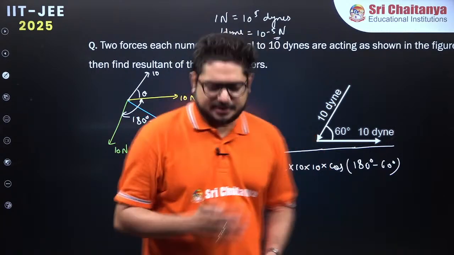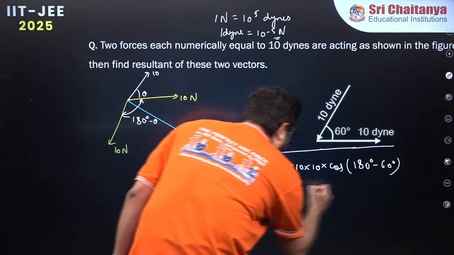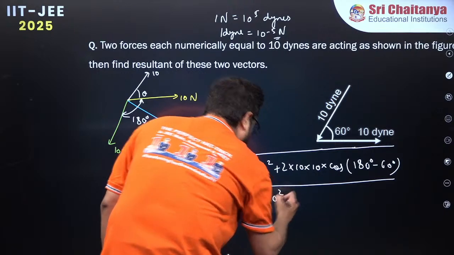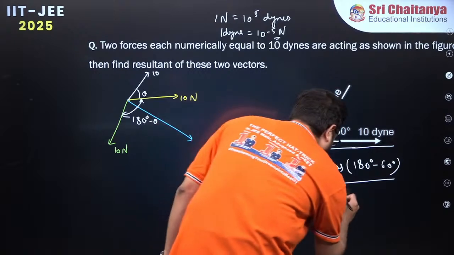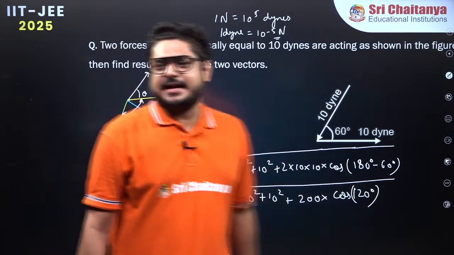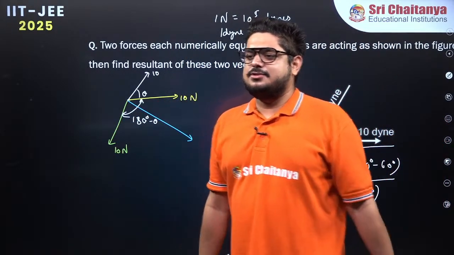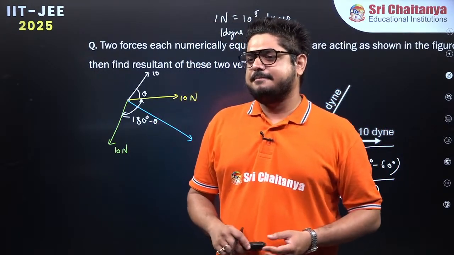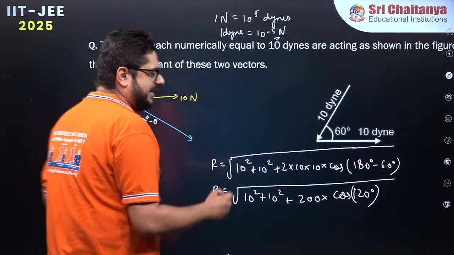Now you know that 180 minus 60 is equivalent to 120 degrees. So this equation becomes 10 square plus 10 square plus 2 into 10 into 10, which is 200, into cosine of 120 degrees. Can anyone tell me the value of cos of 120? Write it down in the chat box. I want your participation in this. Minus half. Very good, Akshat. So cos of 120 is going to be minus half.